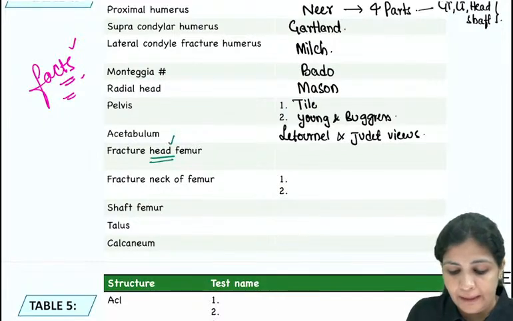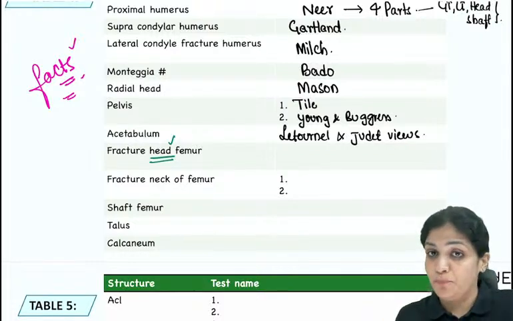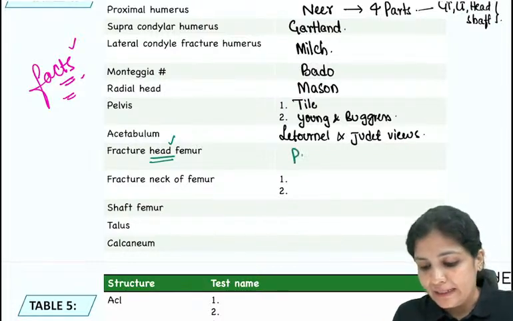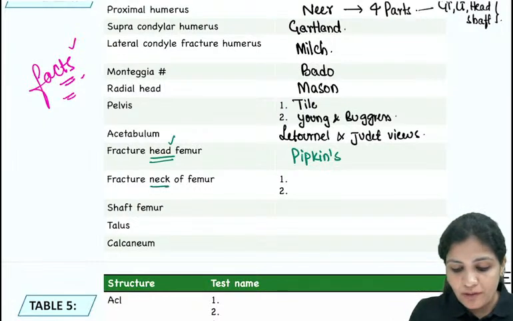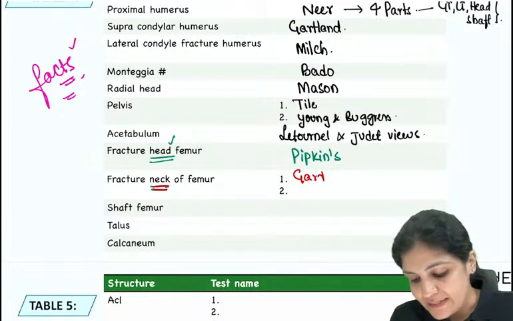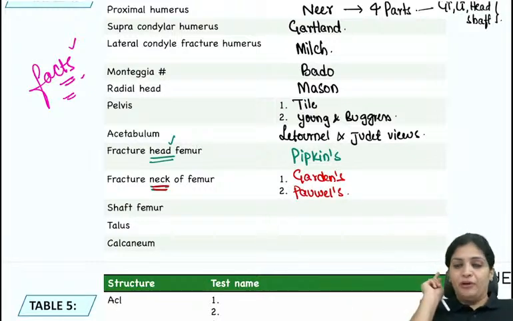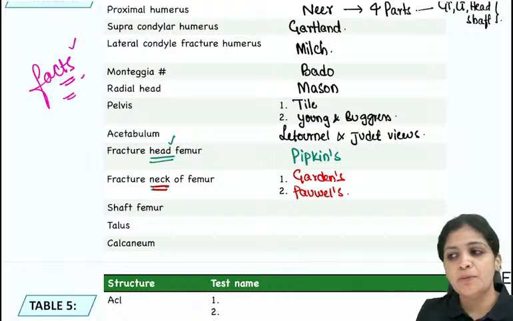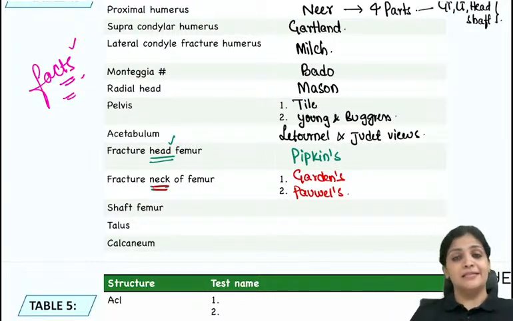Be very particular: whenever they're talking about the head fracture in case of proximal femur, then that is Pipkin's classification. Whenever they are talking about the neck fracture, please remember, there are two. One is Garden's classification. The second one is Pauwels' classification, right? So for neck, we have two, Garden's classification and Pauwels' classification. But for the head, we have one, that is Pipkin's classification.